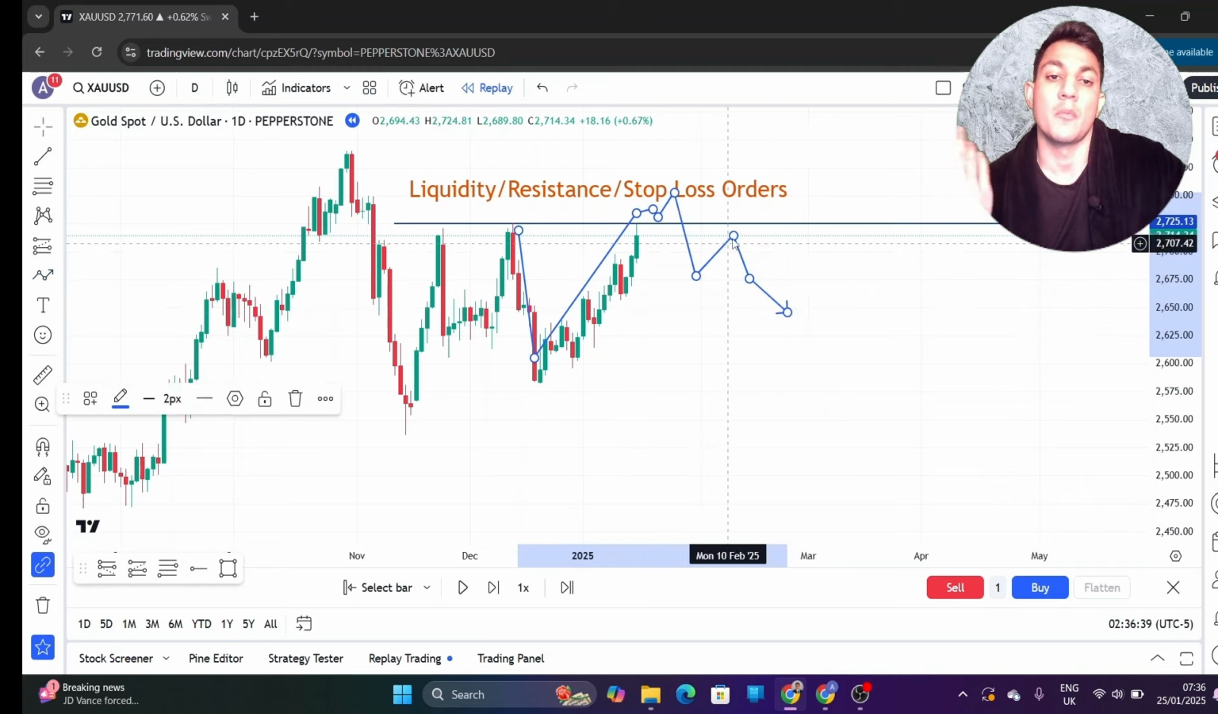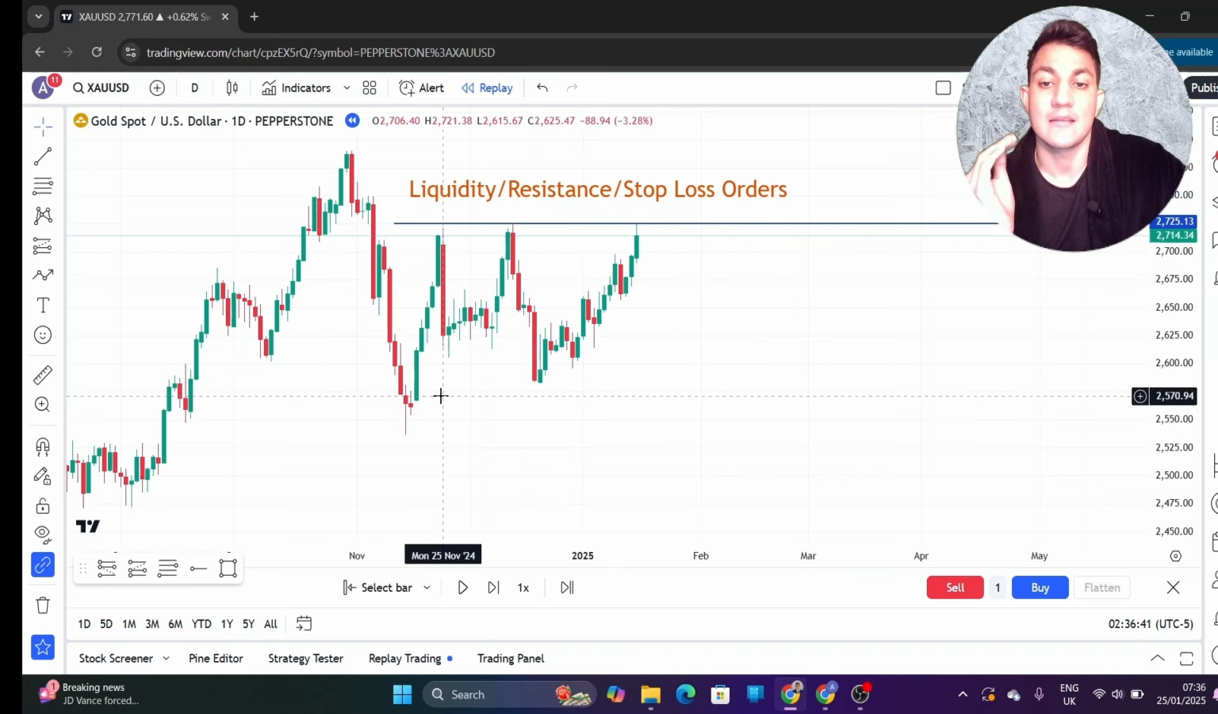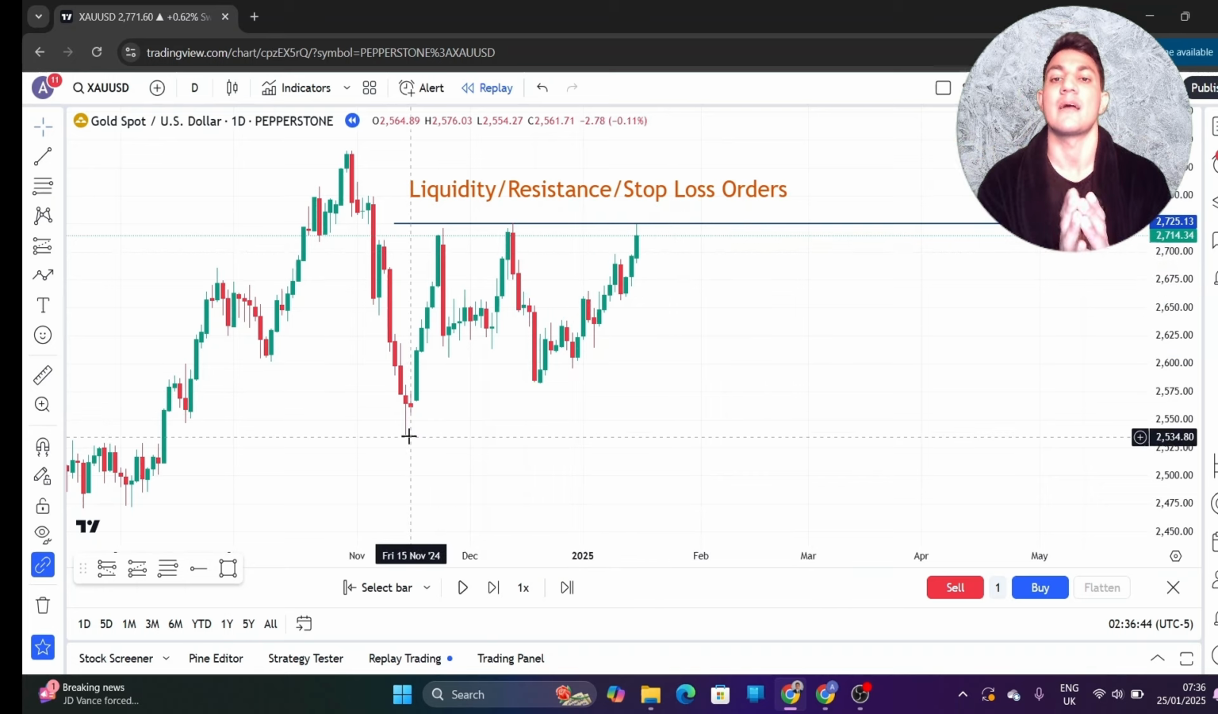Like, who knows what can happen? But what we do know is that at key highs and key lows, smart money will move price there so they can get into that position, right? That's what we know, right?